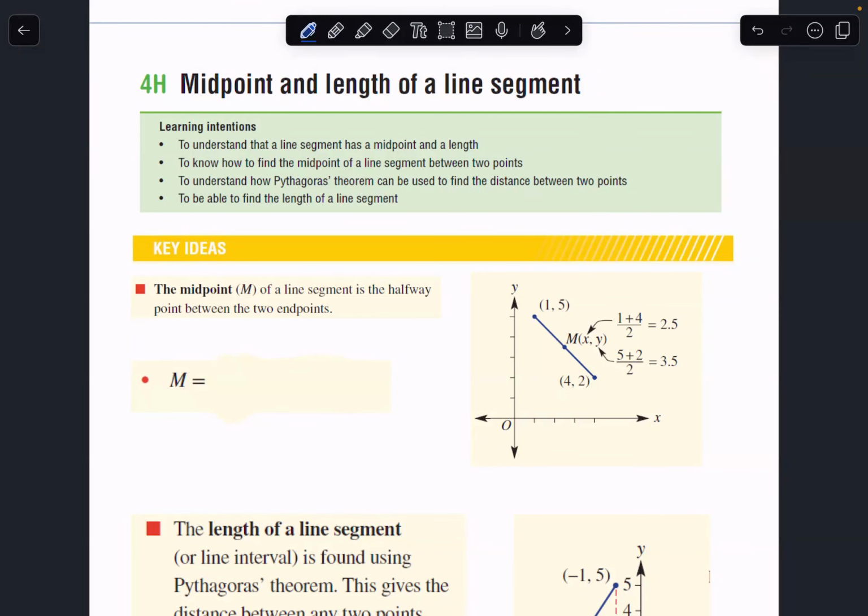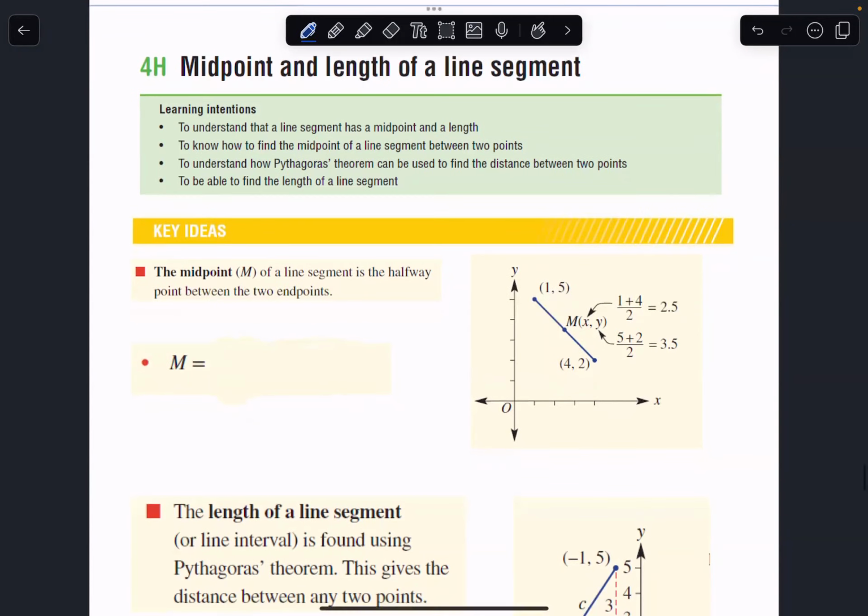Hello, Year 9. Please go to page 30 on your booklet. We're going to do 4H today. So we're going to skip 4G first, and then when I come back, I'm going to go through 4G with you guys. Today we're going to do 4H, which is an easier one.